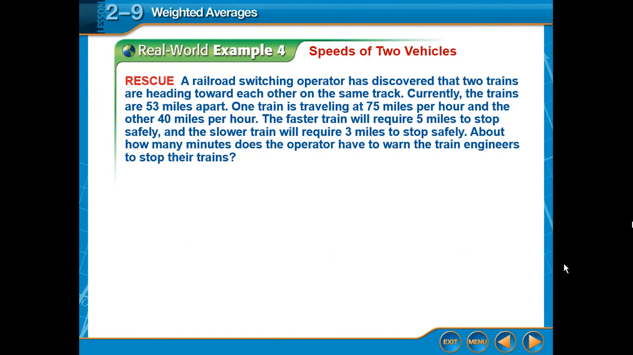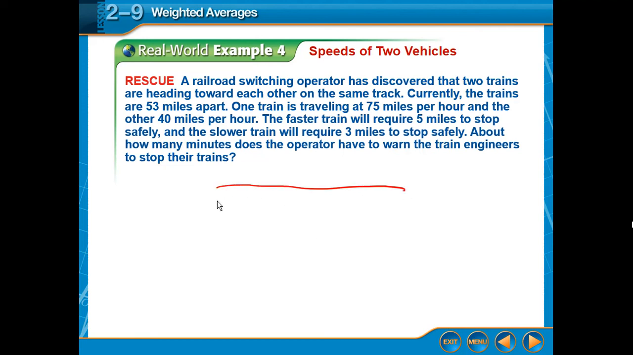Okay, and we want to apply a similar concept with this last one. A railroad switching operator has discovered that two trains are heading toward each other on the same track. Currently, the trains are 53 miles apart. One train is traveling at 75 miles per hour and the other at 40 miles per hour. The faster train will require 5 miles to stop safely. The slower train will require 3 miles to stop safely. About how many minutes does the operator have to warn the train engineers to stop their trains?